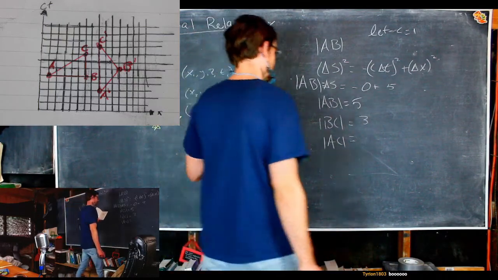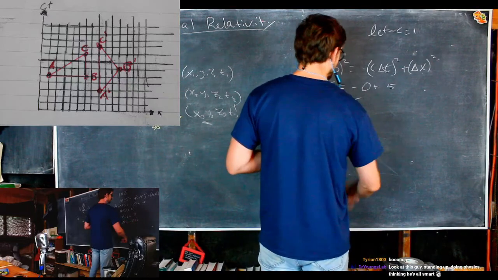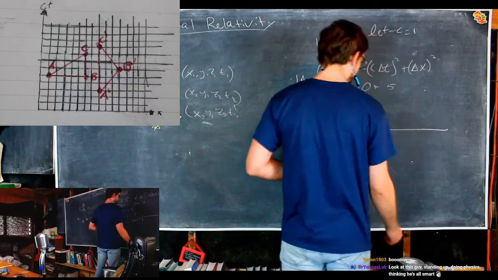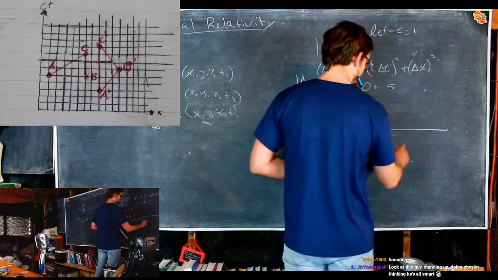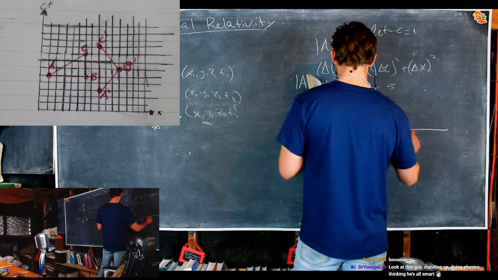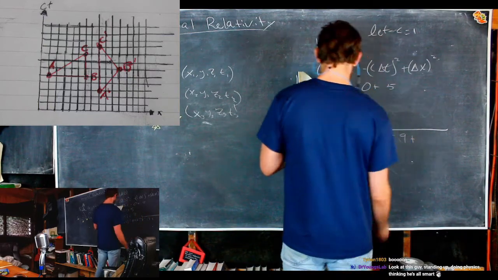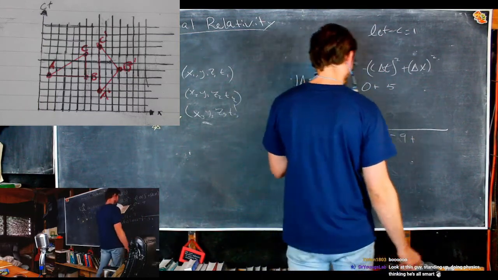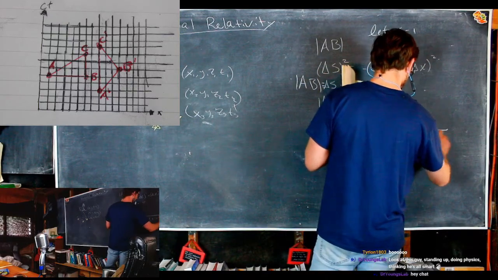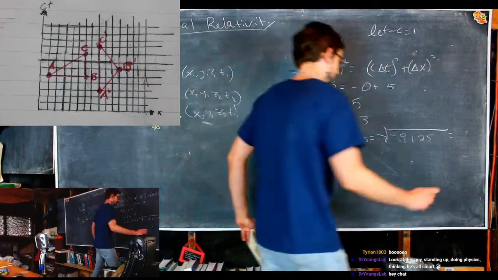And what do we get? Well, AC is equal to delta s, which is going to be the square root of negative delta t squared, so that's 3 squared, so that's 9, plus delta x squared, so that's 5 squared, so that's 25. And this is equal to the square root of 16, which is 4.